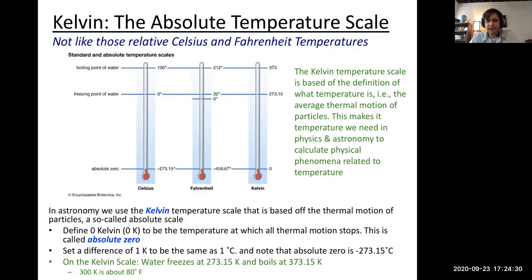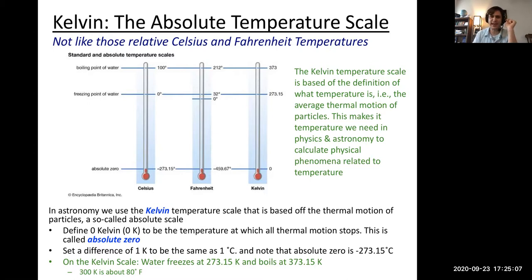So the Kelvin Temperature Scale is actually based off the thermal motions of things. And in fact, we set the 0 point of the Kelvin Temperature Scale. So you can imagine if I got the air in this room to be colder and colder, the average motion would get slower and slower and slower. And let's go all the way to the logical extreme here. We could theoretically get the air so cold in this room that all microscopic motion would stop. So cold that there is no motion.